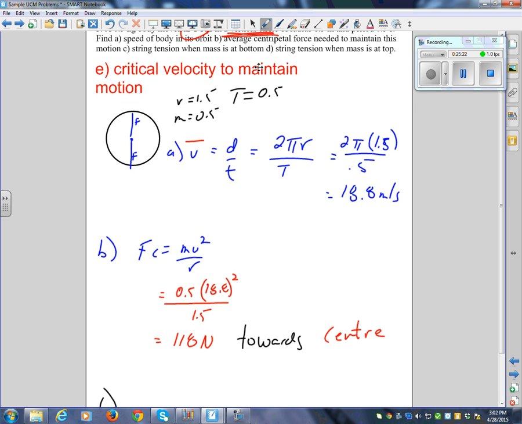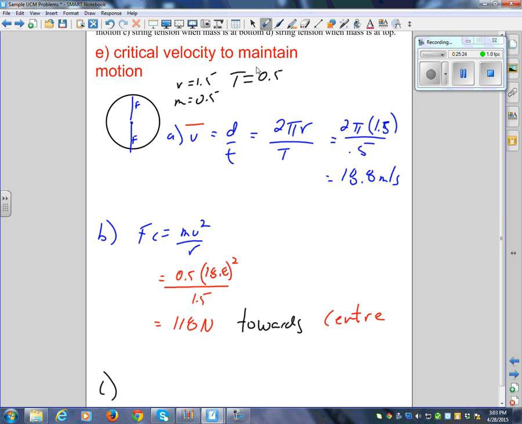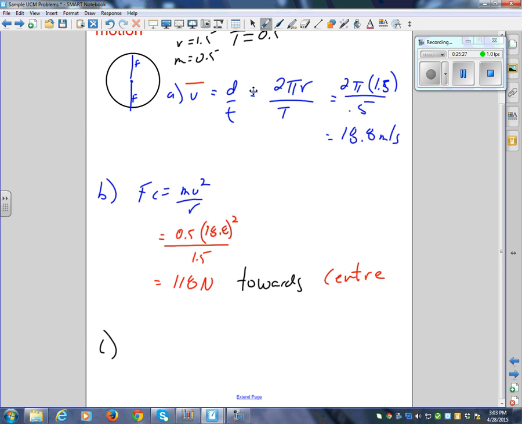String tension when the mass is at the bottom: is it going to be more or less than 118? We've already established that the tension is greater at the bottom, haven't we? That 118 is the average. How much more?